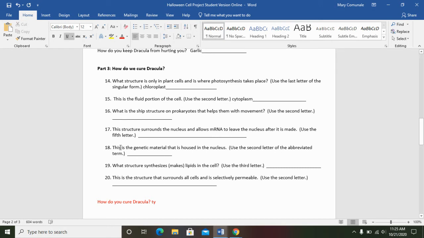What is the ship structure on prokaryotes that helps them with movement? That's their little tail, the flagella. This structure surrounds the nucleus and allows mRNA to leave the nucleus after it is made. The nuclear envelope.